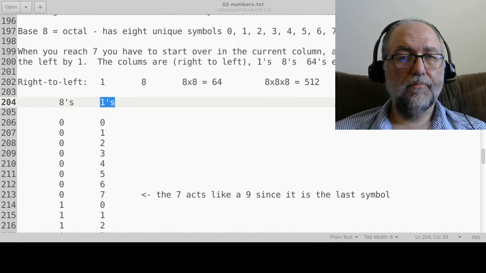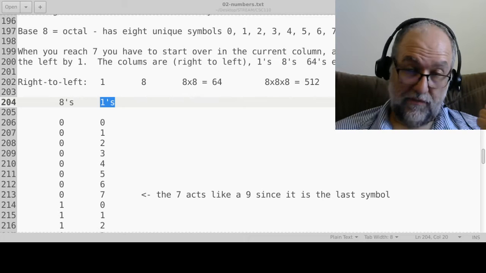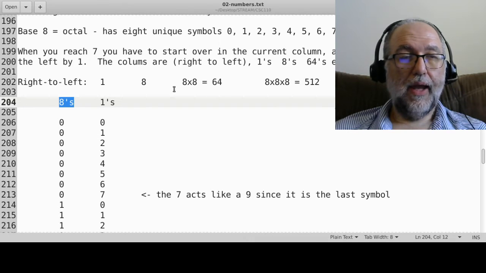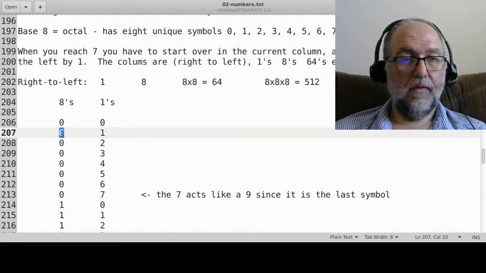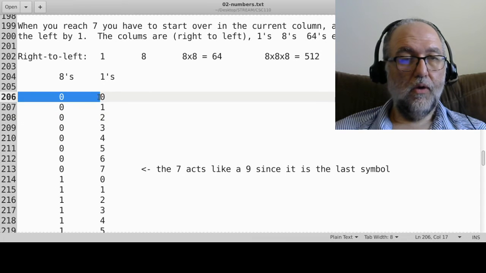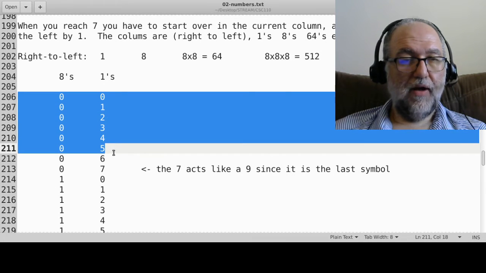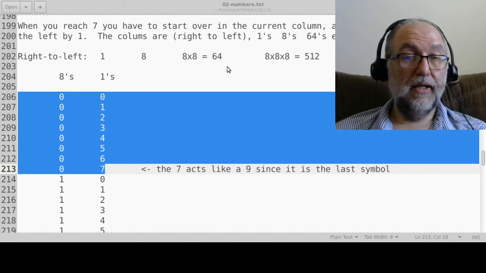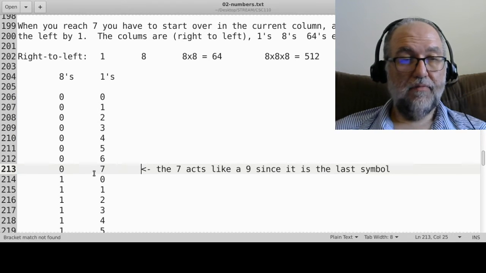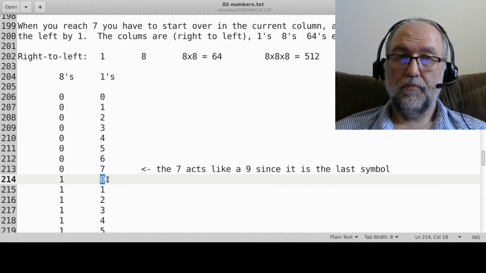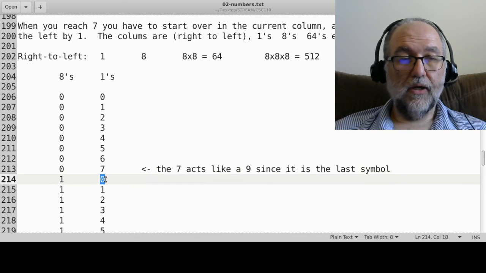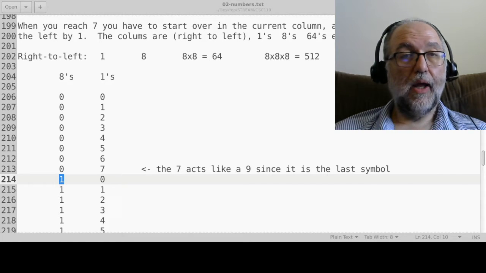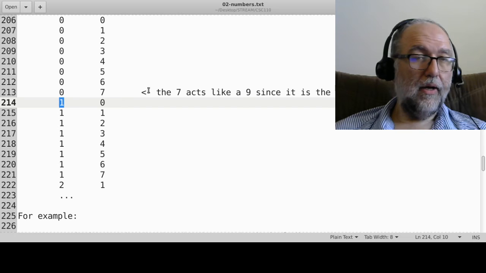The first column is the ones column on the right. And then the first column to the left is the eights column, okay? Just like we counted before, the 0 in the ones column you could ignore. We're going to go 0, 1, 2, 3, 4, 5, 6, 7. You get to the 7, and the 7 acts like the 9. What has to happen next? The 7 has to rotate back to 0. It cycles back to 0. But when it cycles back to 0, the next column has to be bumped up by 1.